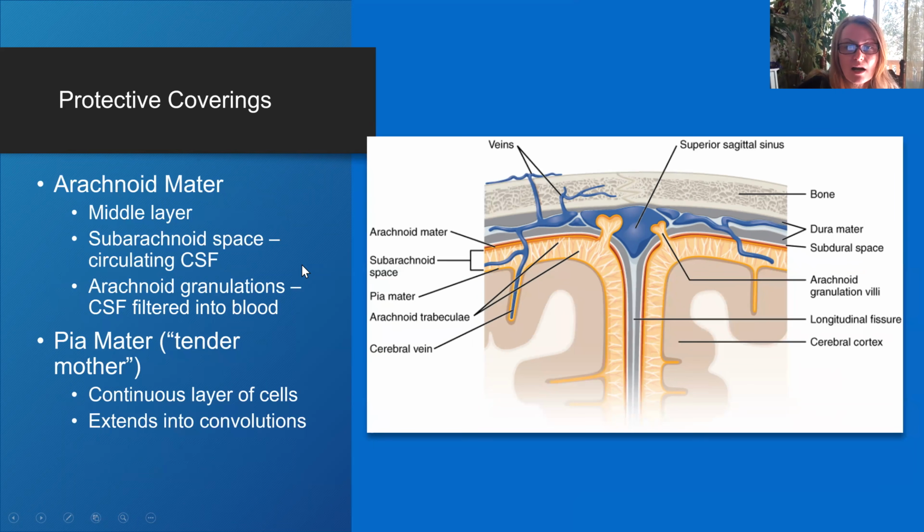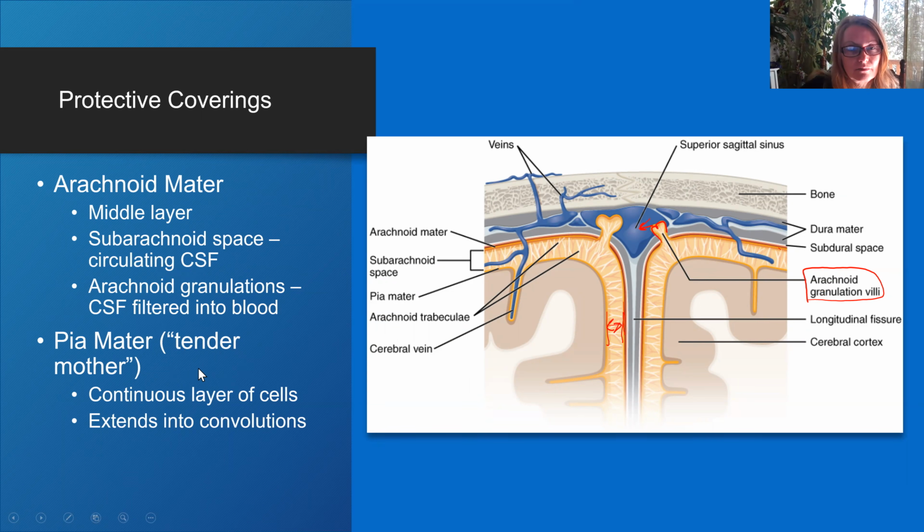Then we have the arachnoid mater, and the arachnoid is, I think, shown in a yellow color, and this is our subarachnoid space, where cerebrospinal fluid is circulating. So the subarachnoid space, circulating cerebrospinal fluid, and then these villi, or arachnoid granulations, kind of return cerebrospinal fluid back to the venous blood.